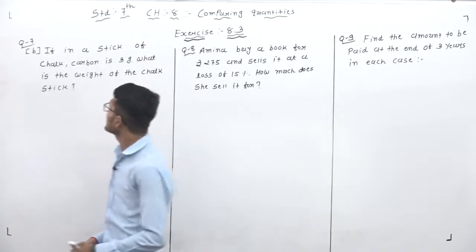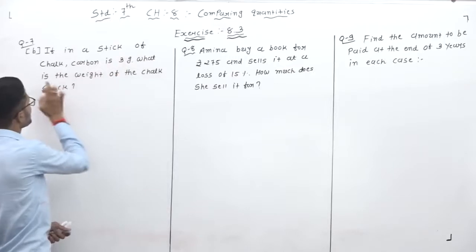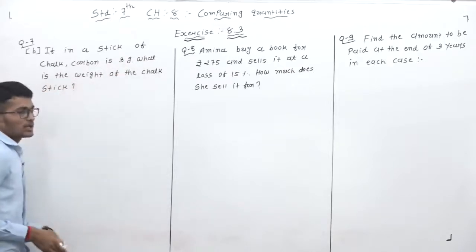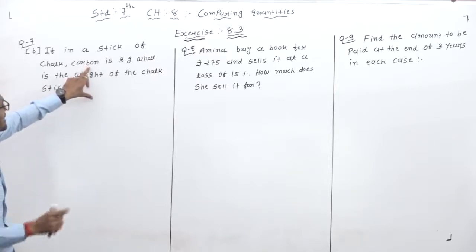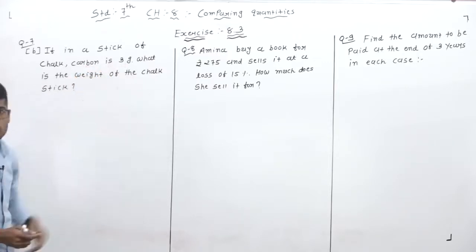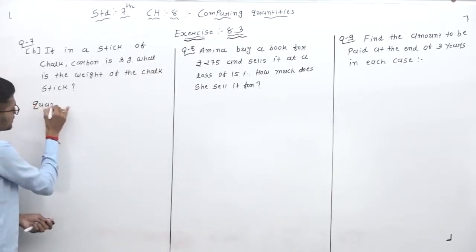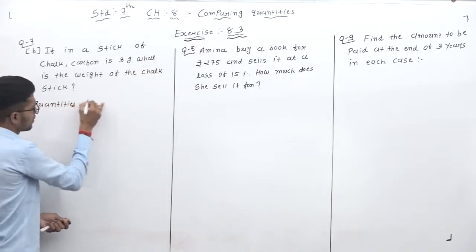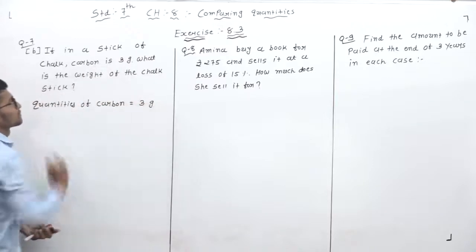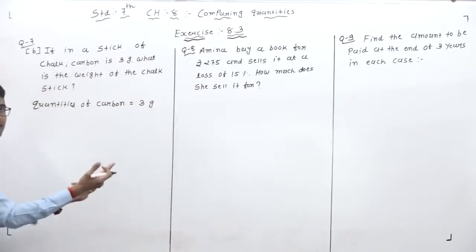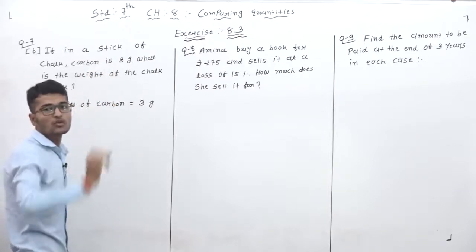So in this question, if in a stick of chalk the carbon is 3 gram, what is the weight of the chalk stick? First of all, in this question, dear students, a quantity of carbon is given. What is the quantity of carbon given? 3 gram. The quantity of carbon is 3 gram.